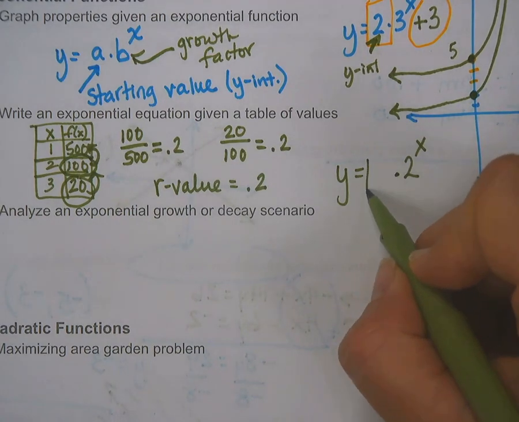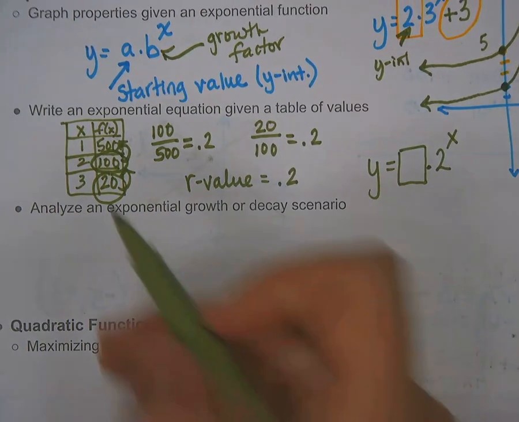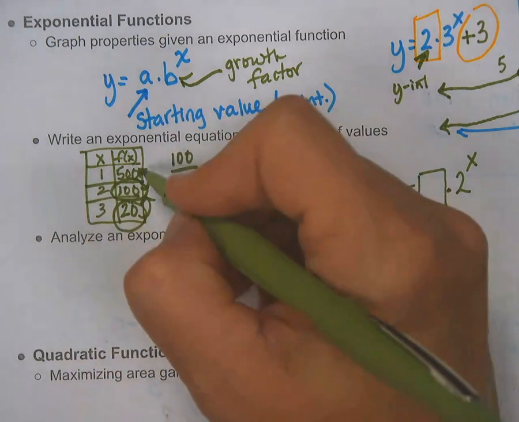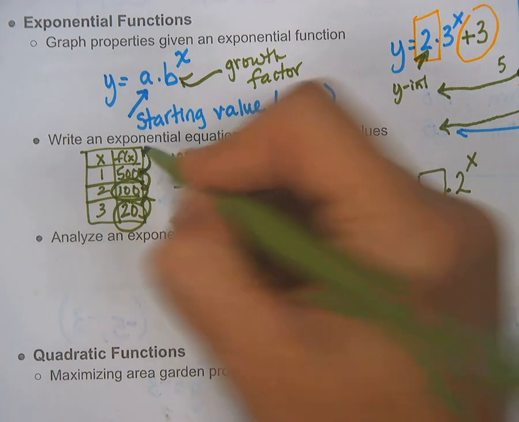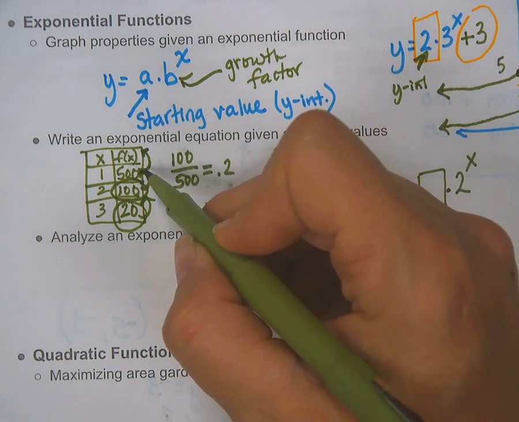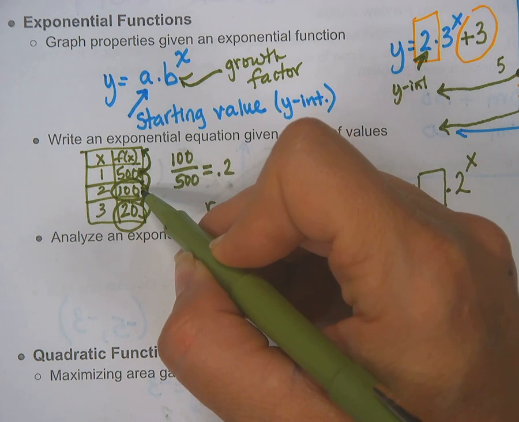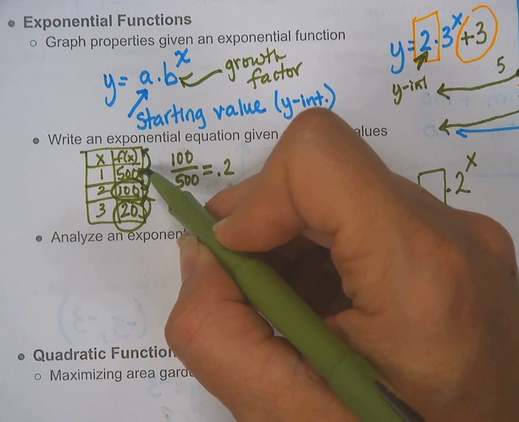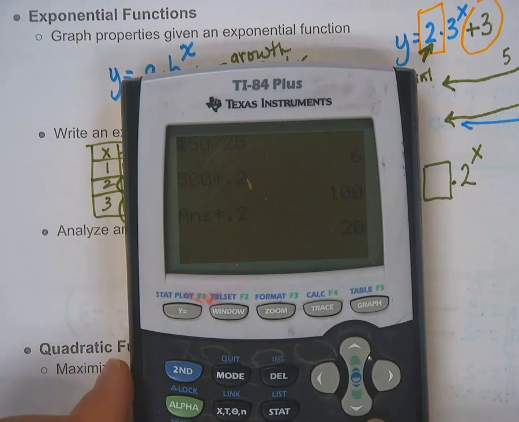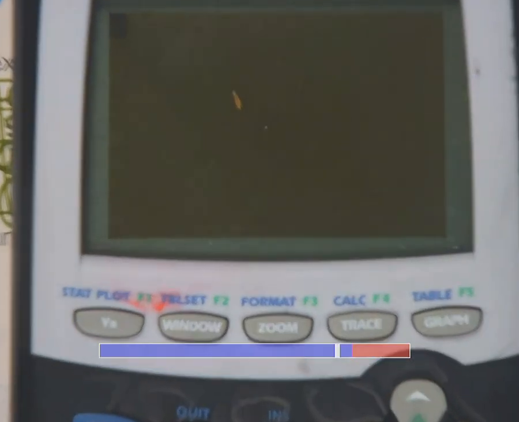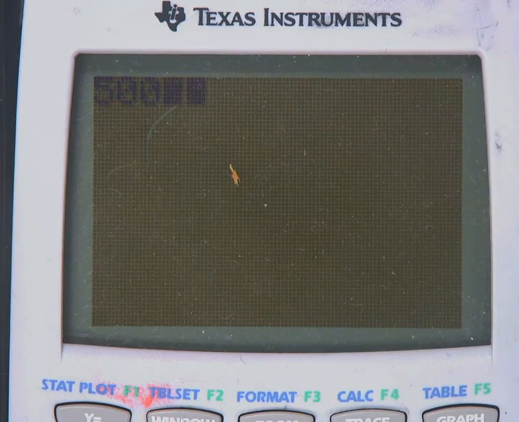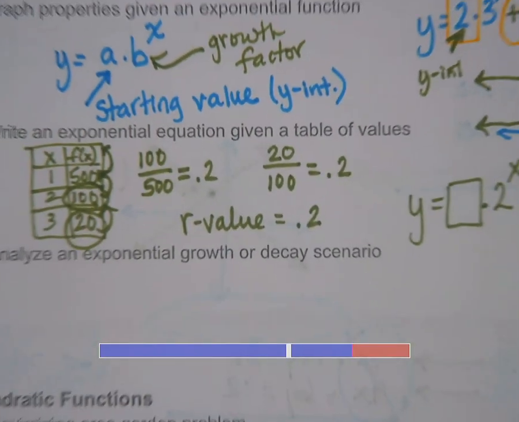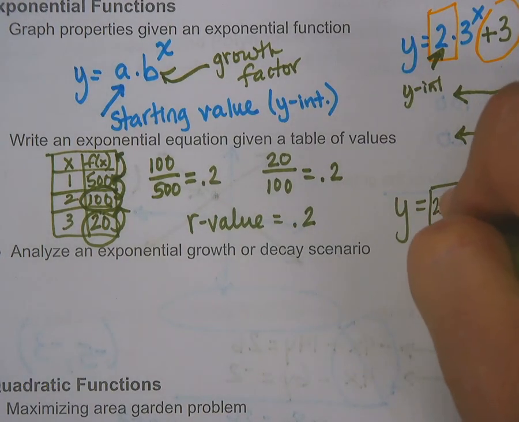Now, what's missing is we have to find the y-intercept. Well, remember the y-intercept is when x is 0. So we know when x is 1, so we have to go backwards one more time. So to move down this table, 500 times 0.2 is 100, times 0.2 is 20. So to go backwards, instead of multiplying by 0.2, we are going to divide. So I'm going to take 500 and divide it by 0.2, and that gives us our y-intercept. So our y-intercept happens at 2,500.